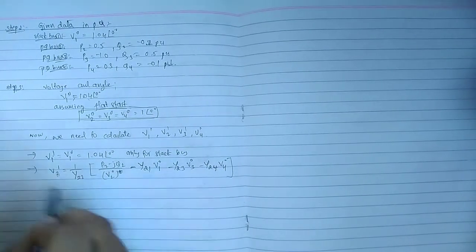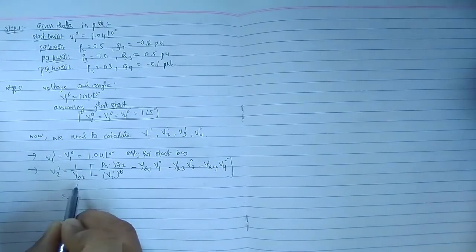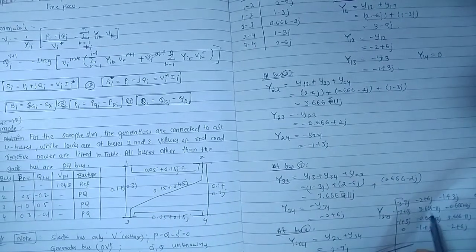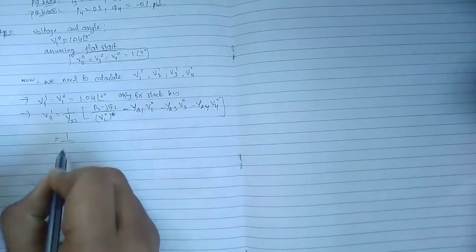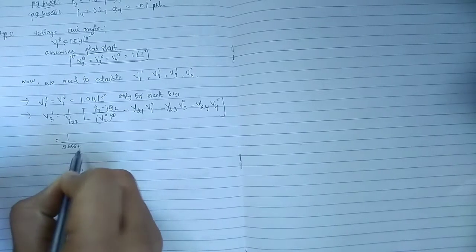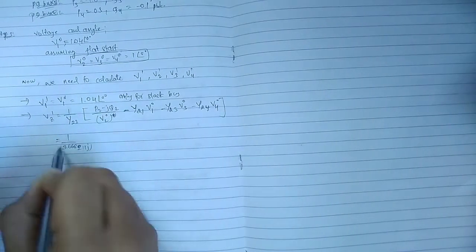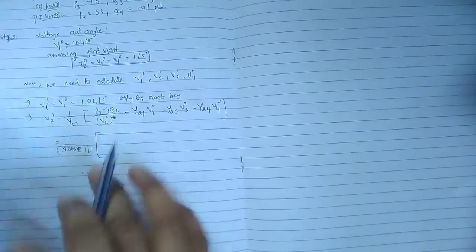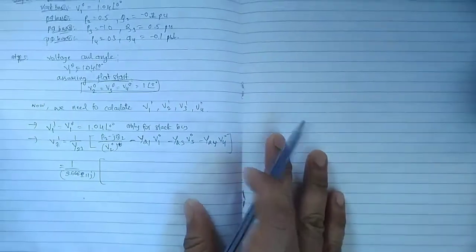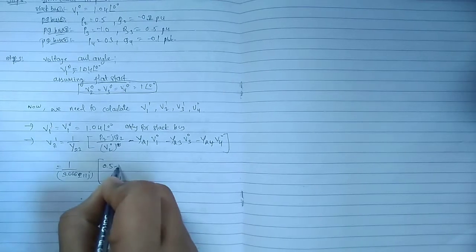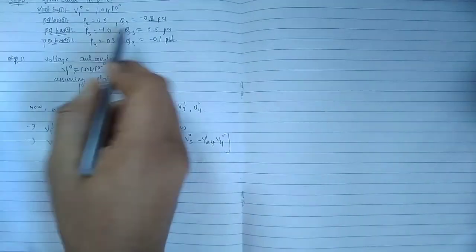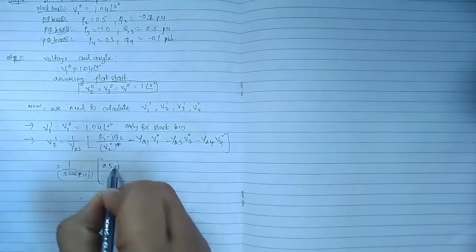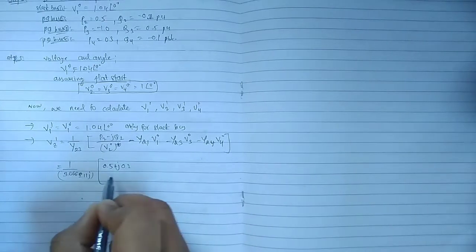Now substitute all the values in this. First Y22, from the Y bus system, this is the Y22 value, that is 3.666 minus 11j. And P2 we already calculated, right? That is 0.5. So 0.5 minus jQ2, with Q2 being minus 0.2 pu, therefore the minus becomes plus 0.2.